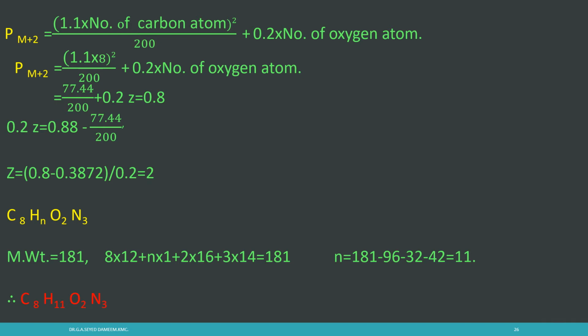So the molecular formula is C8H11O2N3. In this way, the molecular formula is determined from the intensity of isotopics. That is the use of isotopics. That is, isotopics are used to determine the molecular formula of the compound.